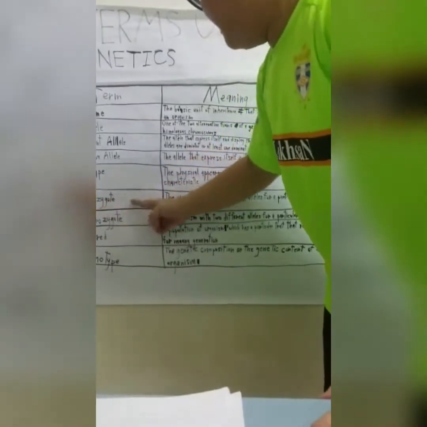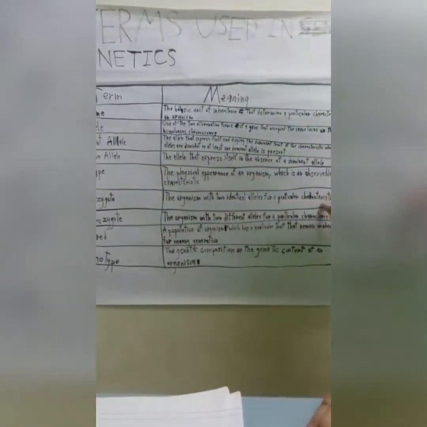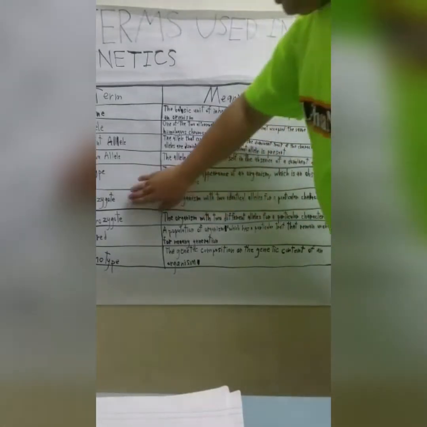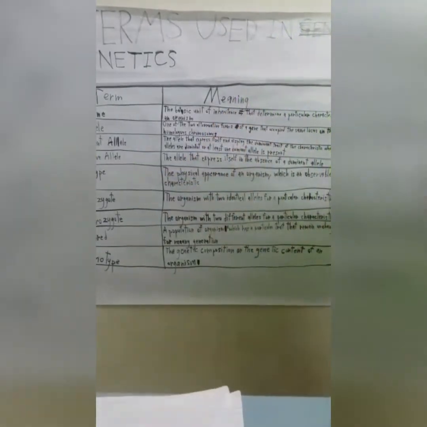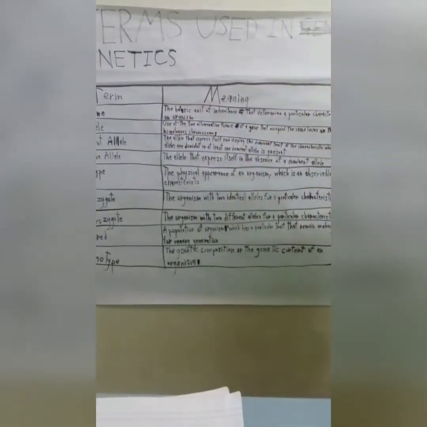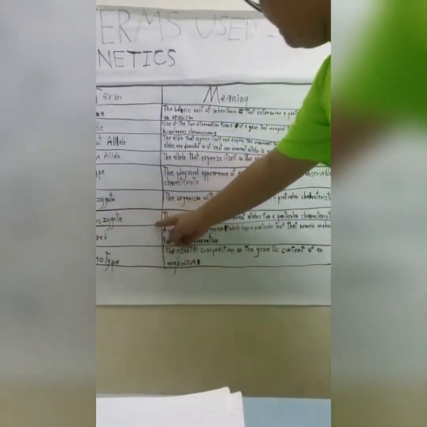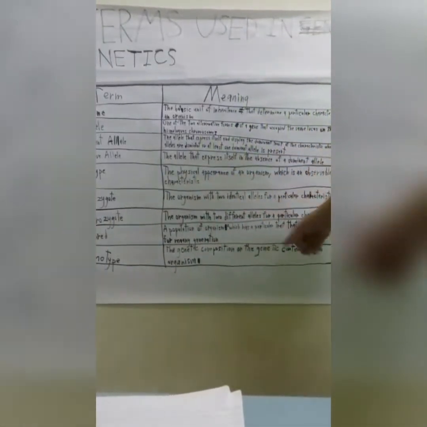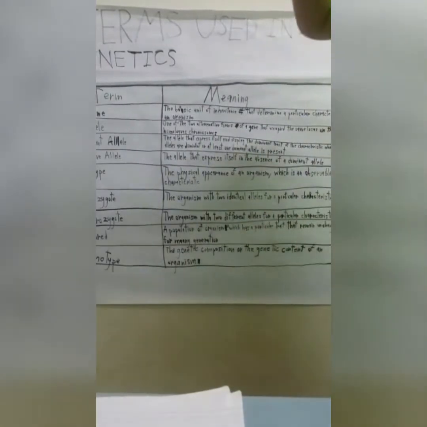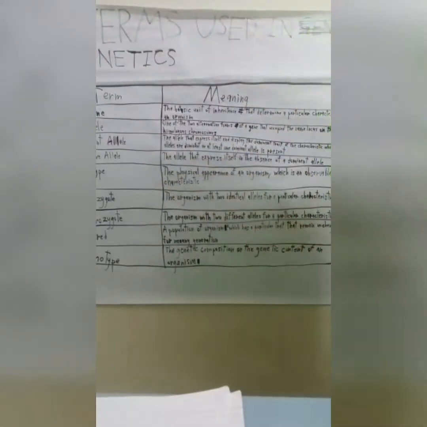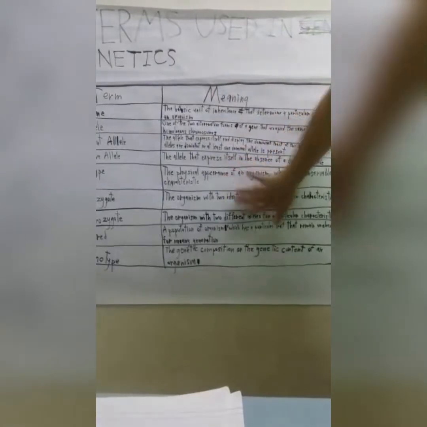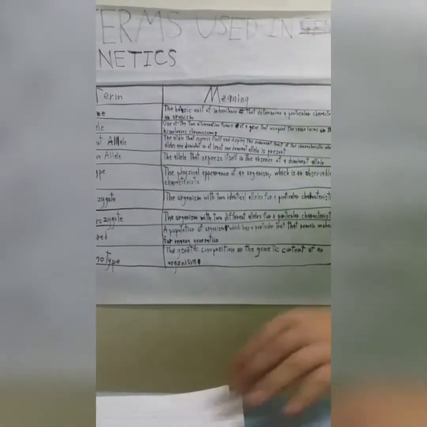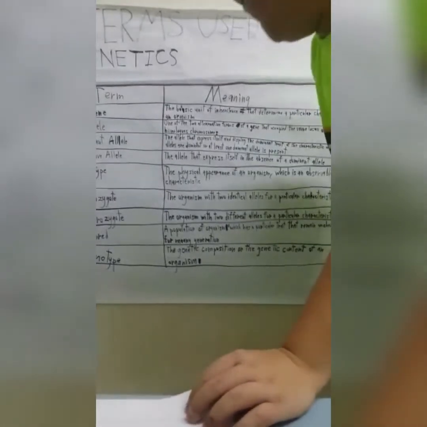Then we have the homozygote, which is the organism with two identical alleles for a particular characteristic. So basically this shows a particular characteristic if the two alleles are identical. Next we have the heterozygote, which is similar to homozygote, but instead of identical, the two are different. For example, one is dominant and the other is recessive. And then we have different types of allele with different pairings.